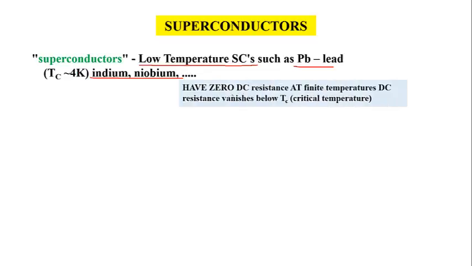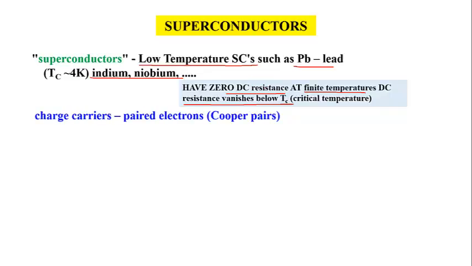So these have zero DC resistance at these temperatures. It's finite, in this case 4K. And so the DC resistance vanishes below this critical value. And so you have potentially then a way of having current, for example, transmitted across wires without any heat produced in the wires.